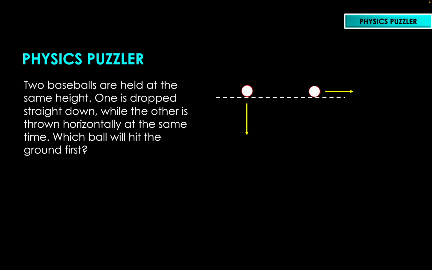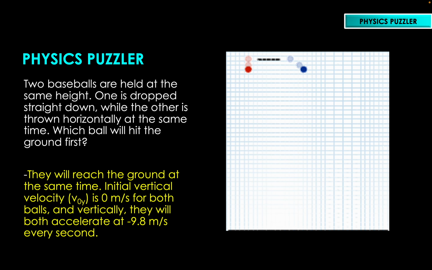Okay, going back to our physics puzzler, let's see if you got this right. So again, two balls are held at the same height. One is dropped straight down, the other is thrown horizontally at the same time. So which ball will hit the ground first? Okay, the correct answer is: they will actually reach the ground at the same time.